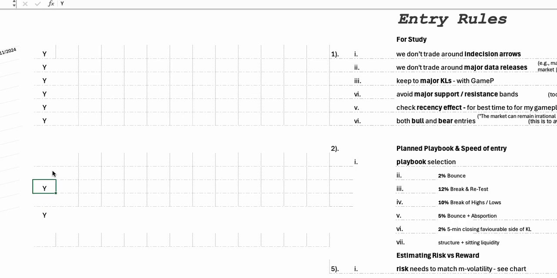And you can see here, this is my history. So break and retest is 12%. I forget what the high percentages are, the high probabilities, but I think that might be a 12% return out of all the trades. So basically, yeah, they're all profitable. But break and retest and breaking the highs and lows are more profitable than the others.